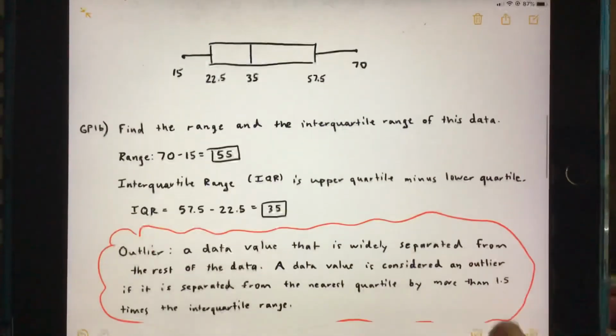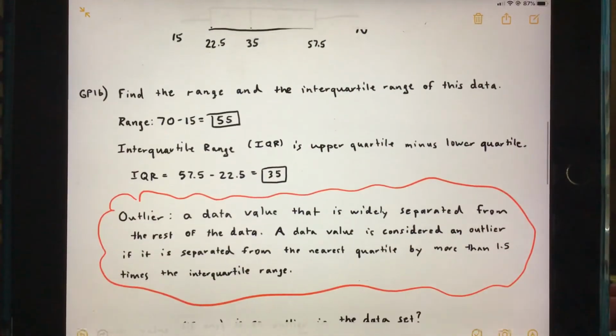All right, now we're going to introduce one more idea that we can use when we're creating our box and whiskers plots, and that's the idea of an outlier. It's kind of what it sounds like. An outlier is a piece of data that falls significantly outside of the other data values. A data value that is widely separated from the rest of the data. That's what an outlier is.